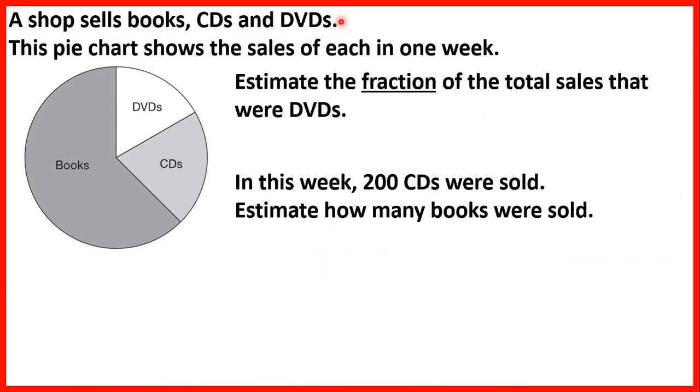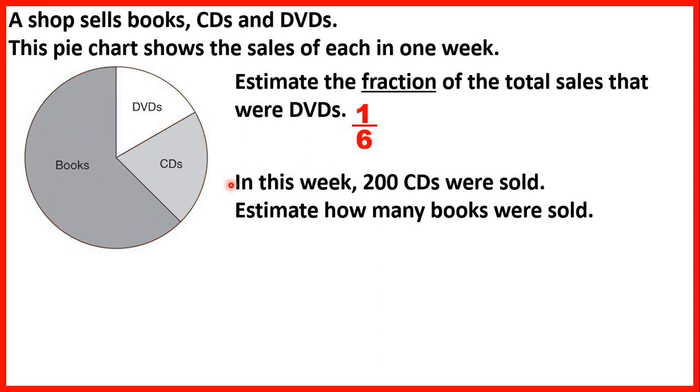A shop sells books, CDs, and DVDs. This pie chart shows the sales of each in 1 week. Estimate the fraction of the total sales that were DVDs. So the fraction we have here for DVDs, so the part of the circle that's not shaded, is 1/6. And we can see that because if we divide our circle into 6 equal pieces, DVDs make up one piece. So the fraction is 1/6.